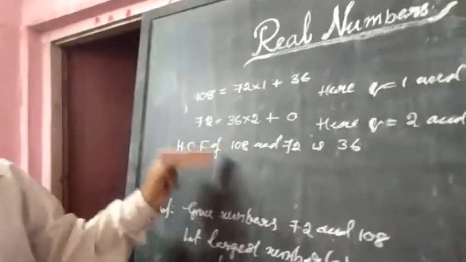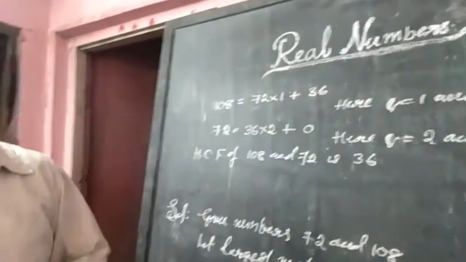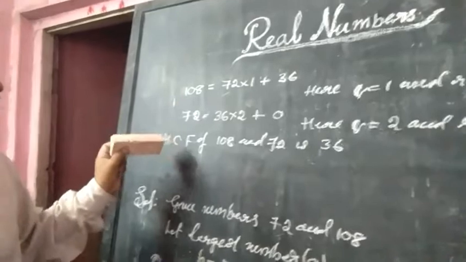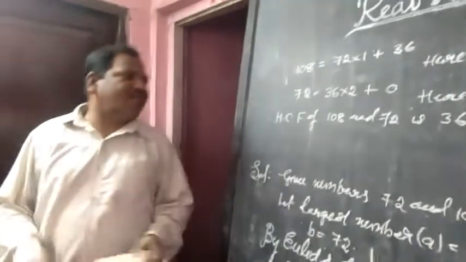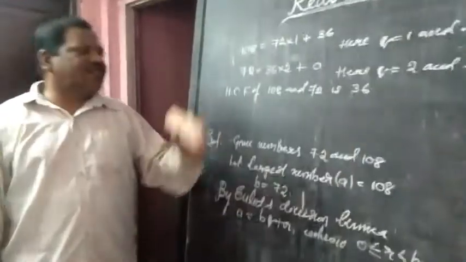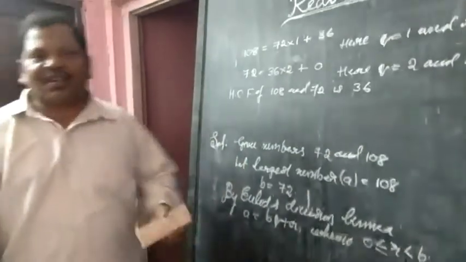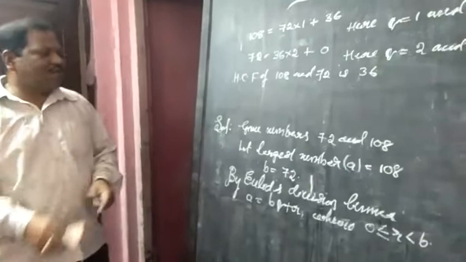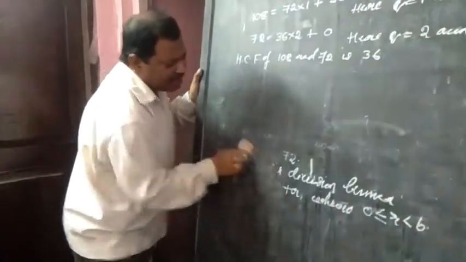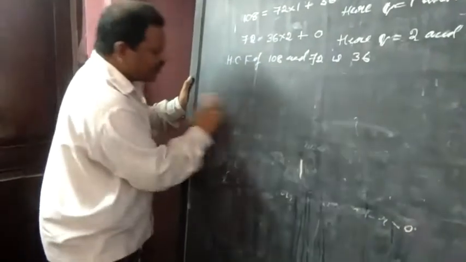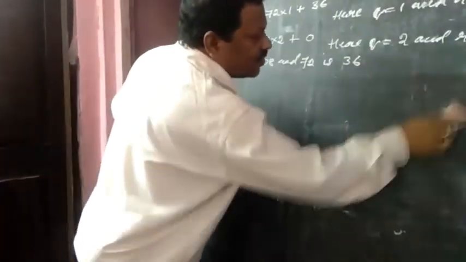In the previous example, we already found this by using the fundamental theorem of arithmetic. This method also I have calculated, and the same answer is given. So HCF of 108 and 72 is 36. Okay, understood? Now some general sums I have to give you.